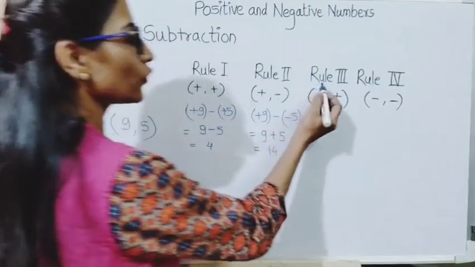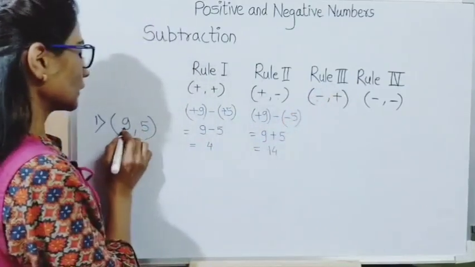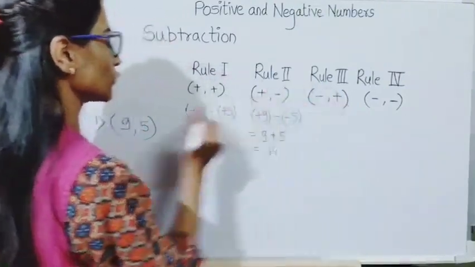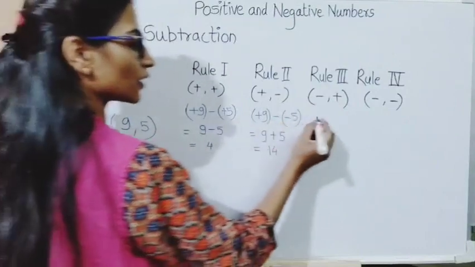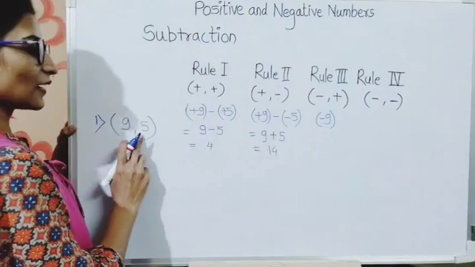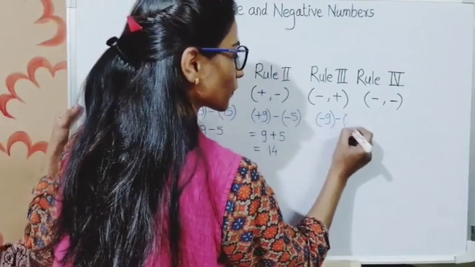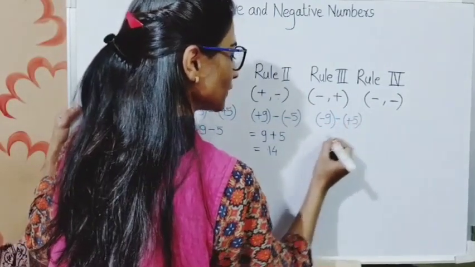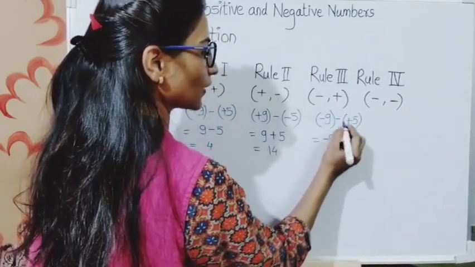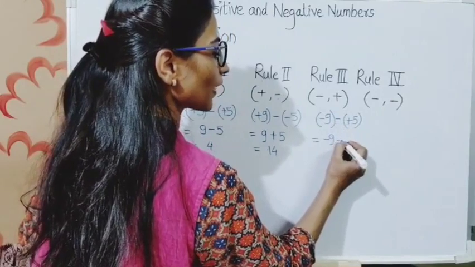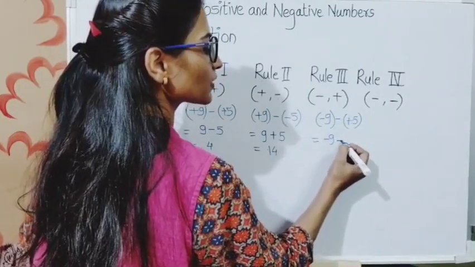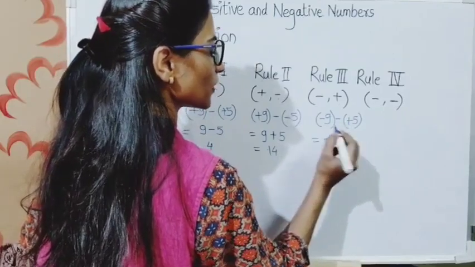Now go for rule number 3. In this case, the first number is negative and the second number is positive, so we have to take this 9 as a negative 9 and this second number 5 as a positive 5. So what will happen here? This negative 9 will remain as it is, negative 9. This minus plus becomes minus here because both signs are different. Then we have to take subtraction here, and this 5 remains as it is.